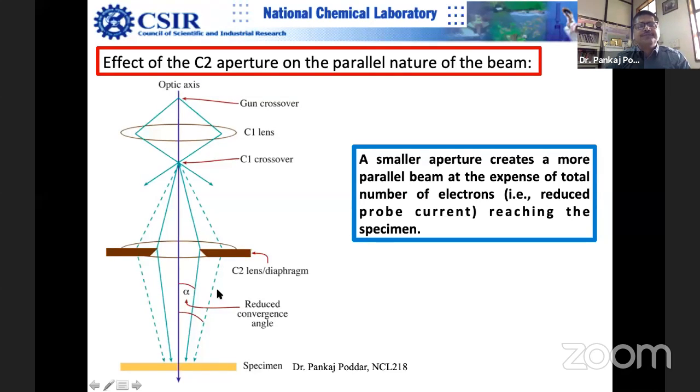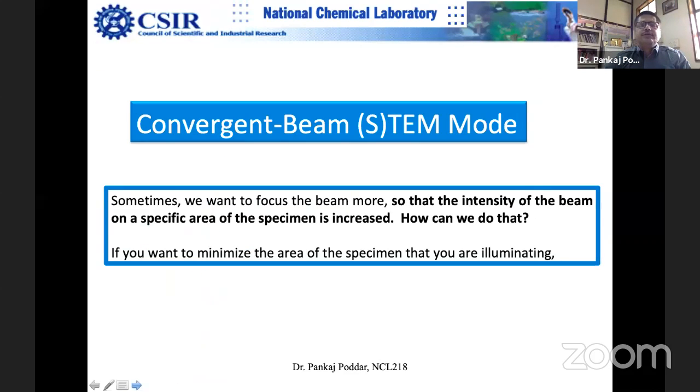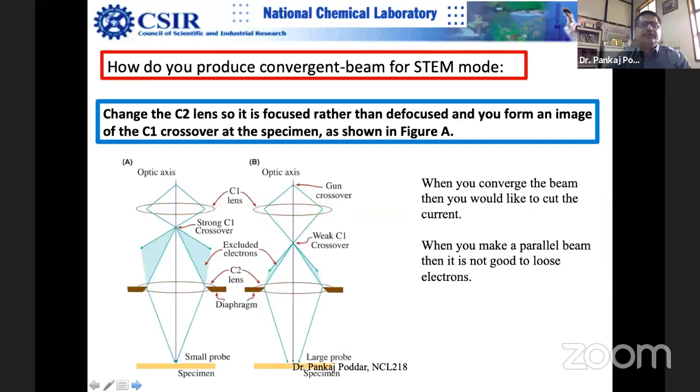You can see that here. So next one, convergent beam. Sometimes we want to focus the beam more so that the intensity of the beam on a specific area of the specimen is increased. How can we do that, if you want to minimize the area of the specimen that you are illuminating? Same thing, we review it, it is done by the C2 lens. This morning I wrote these lines to revise this.